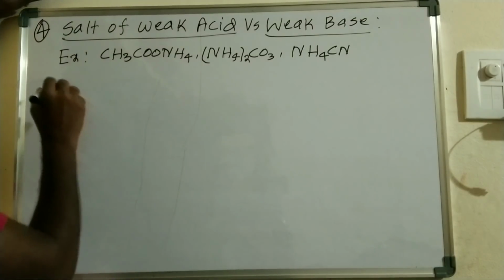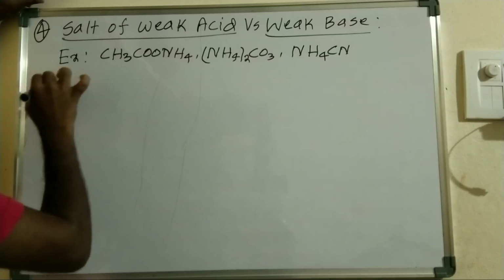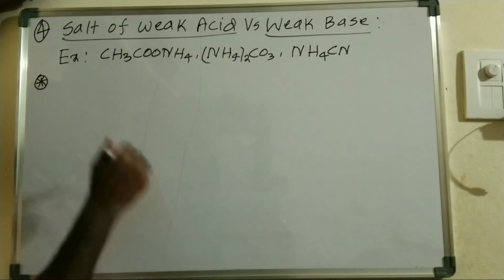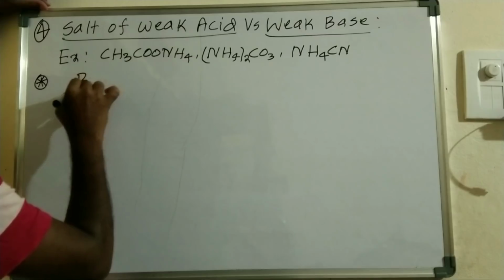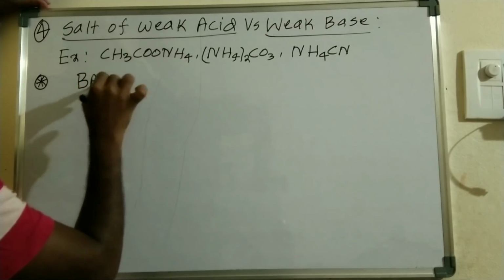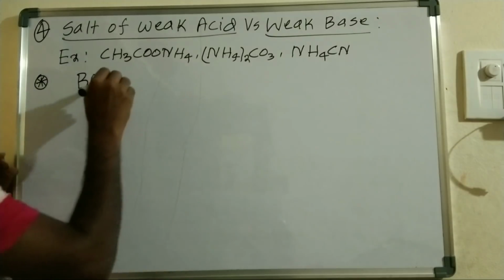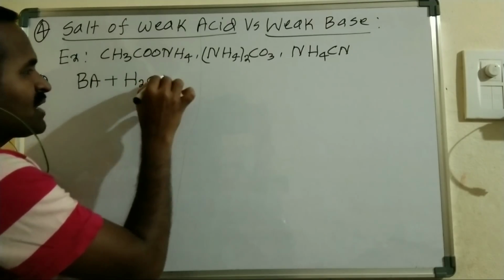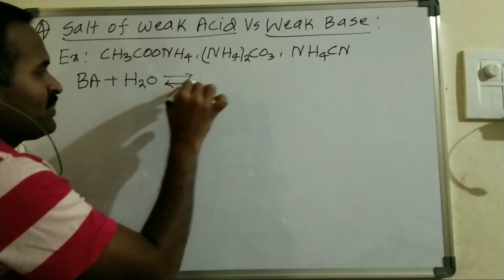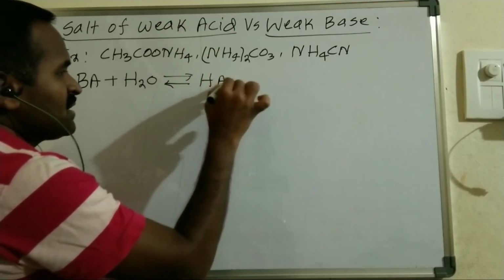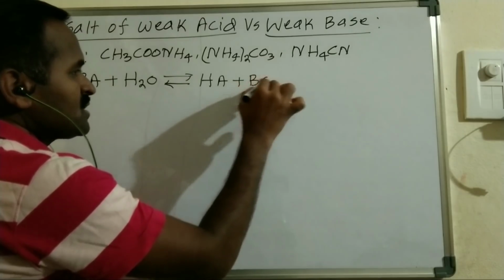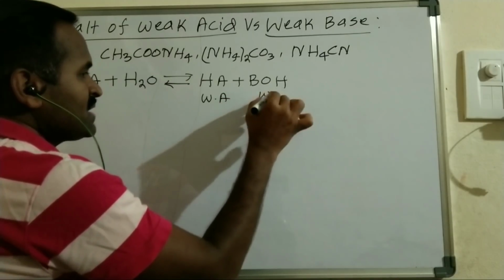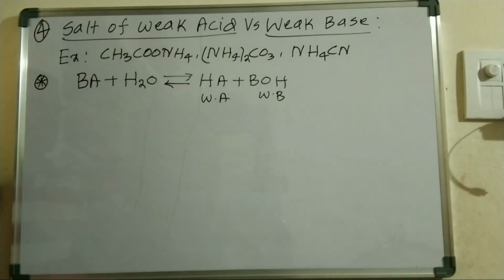Here I am taking the general form of a salt that can be formed by the combination of a weak acid and a weak base. Consider BA is a salt which is formed by the combination of a weak acid and a weak base. If it reacts with water, it forms HA, which is a weak acid, and BOH, which is a weak base, right? So the weak acid is HA and the weak base is BOH.